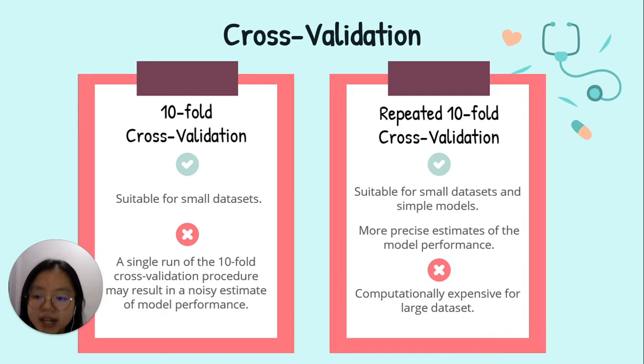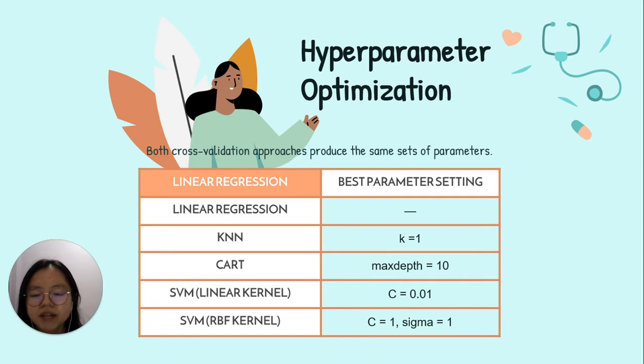For the tenfold cross-validations, it is suitable for small datasets, but a single run of the tenfold cross-validation procedure may result in noisy estimates of model performance. On the other hand, repeated tenfold cross-validations is suitable for small datasets and simple models. Since this approach repeats the tenfold cross-validations multiple times, it can produce a more precise estimate of the model performance. However, it is computationally expensive for large datasets. As we can see from the table, both cross-validation approaches produce the same sets of parameters.